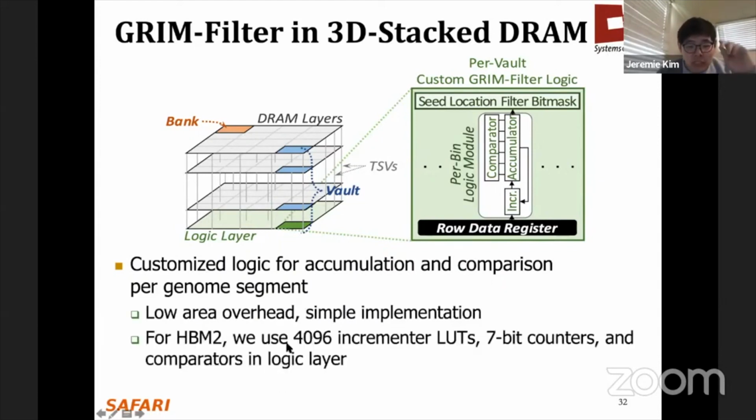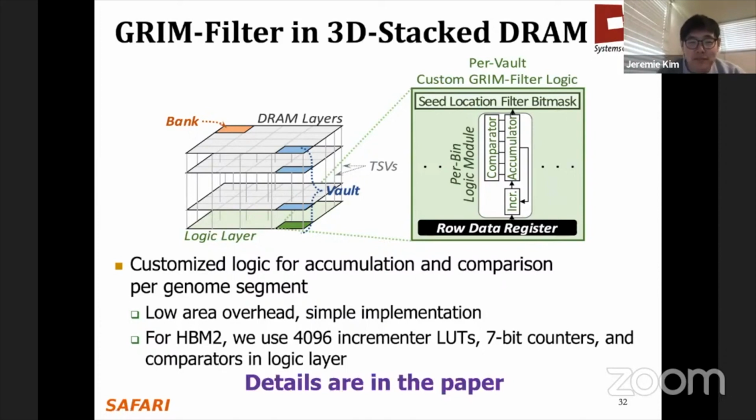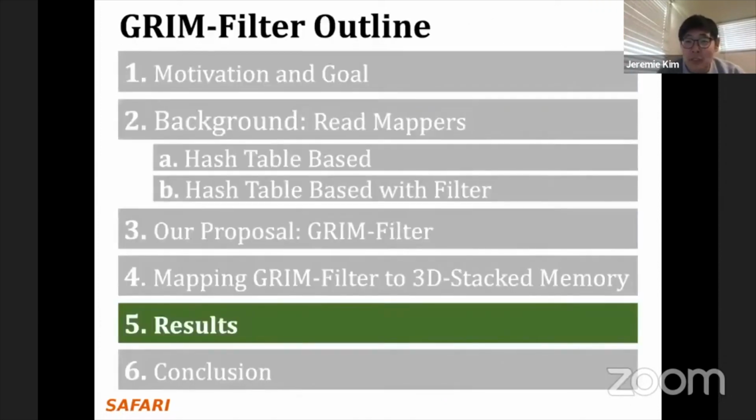So for example, in HBM2, we use 4,000 incrementer LUTs, 7-bit counters and comparators in the logic layer, which is very simple to implement. And of course, there are details in the paper. So now let's get into the results.